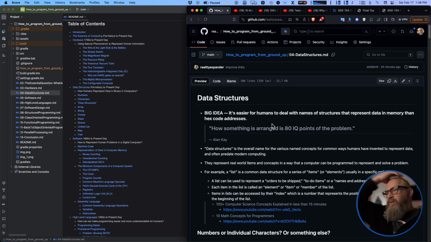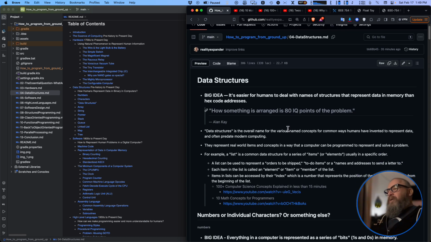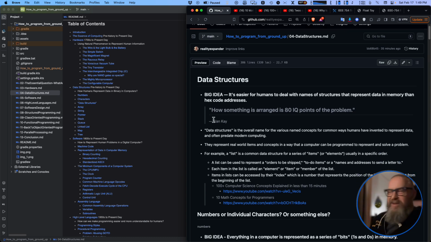The big idea of data structures is it's easier for humans to deal with names of structures that we all just give a name. We love to name stuff, right? That represents how we think about laying data out in memory. And it's easier than just a hex code address and trying to read the code and figure out what the heck's going on or comment somewhere. So we just gave these names to things, these ways of dealing with sections of memory.